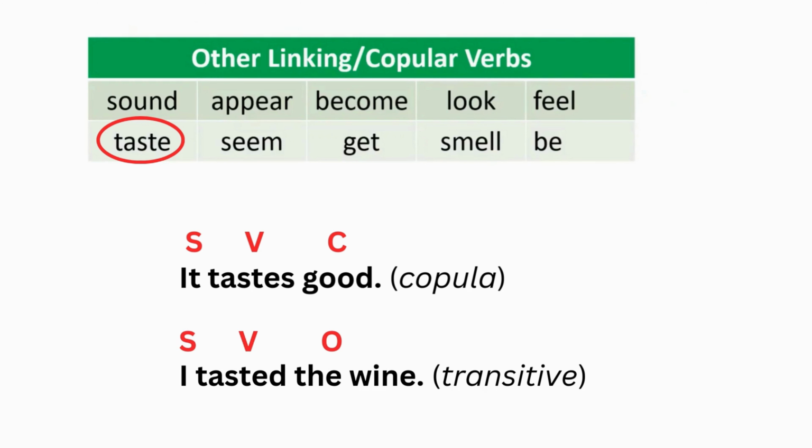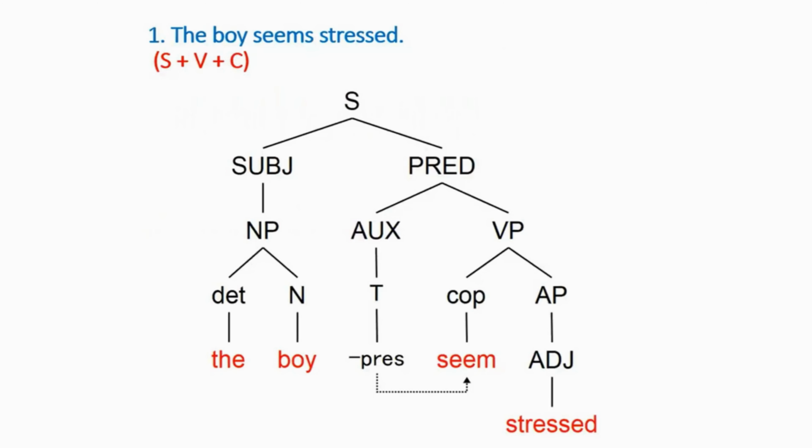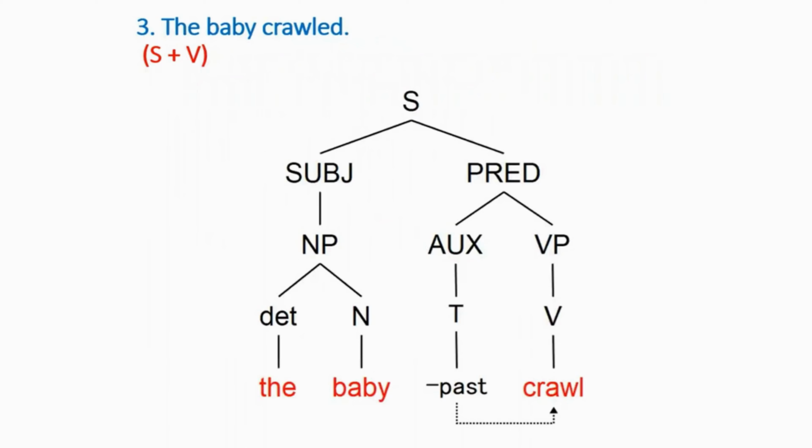All right, let's do some practice exercises. Use the rules covered in the video for sentence patterns 1 through 2 to diagram these 3 sentences. And here are the answers. Sentence 1, Sentence 2, Sentence 3.